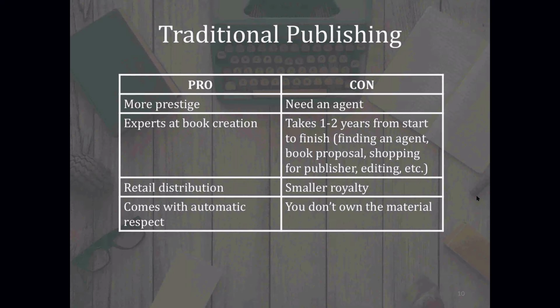Third of all, traditional publishers have access to retail distribution. What that means is that when you go to, let's say, a bookstore like Barnes & Noble, or another type of chain bookstore, or even a Walmart or other type of retail places, your book could be in that store. Now, the catch, though, is that just because you have a traditionally published book doesn't necessarily mean your book is going to be in that store.